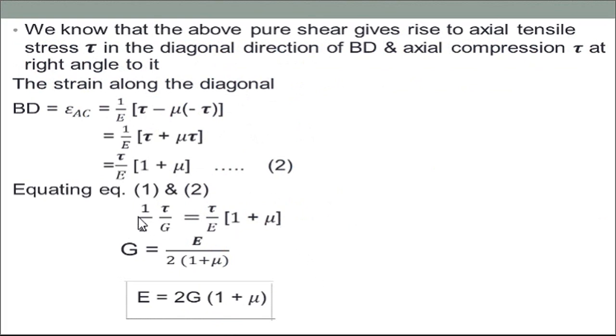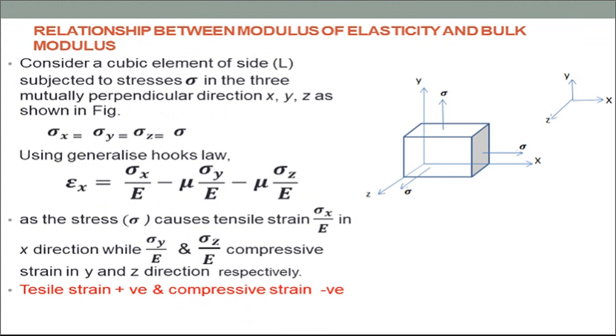So you just equate both of these equations, and by solving them you will get the value of capital G. By cancellation of the shear stress on both sides, what remains is E divided by 2 times 1 plus mu. So after simplification you will get this particular formula: capital E is equal to 2G times 1 plus mu. After finding the strain in the diagonal, you get this formula, E is equal to 2G times 1 plus mu.